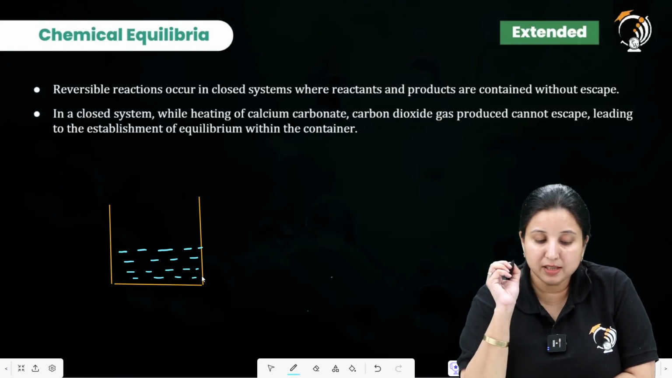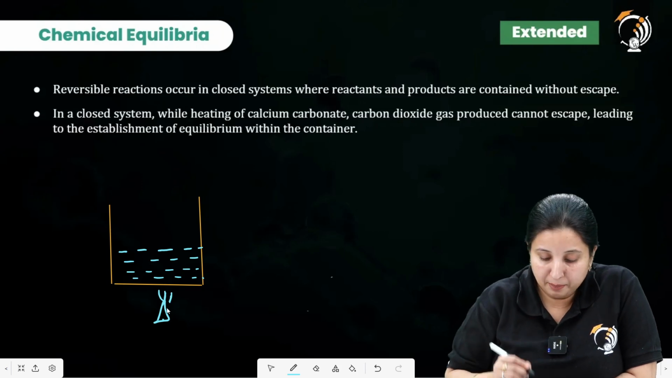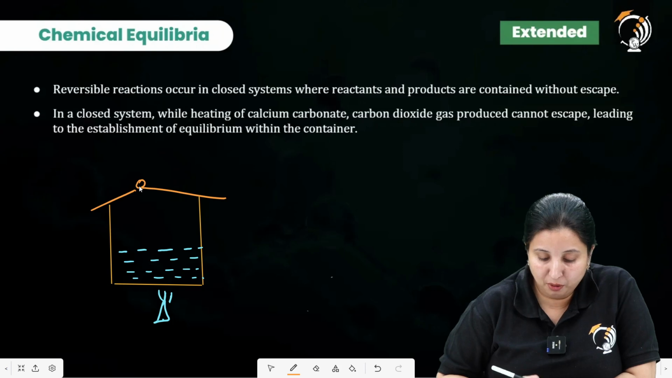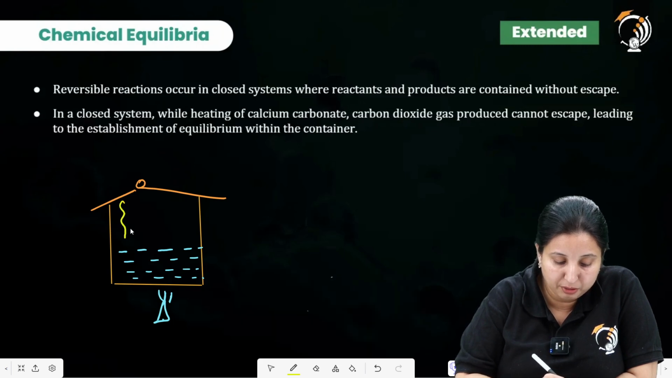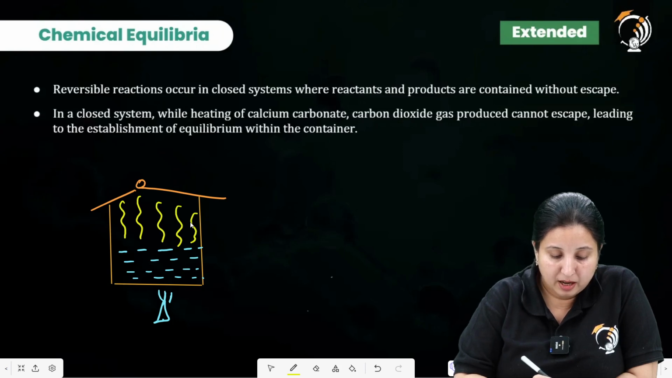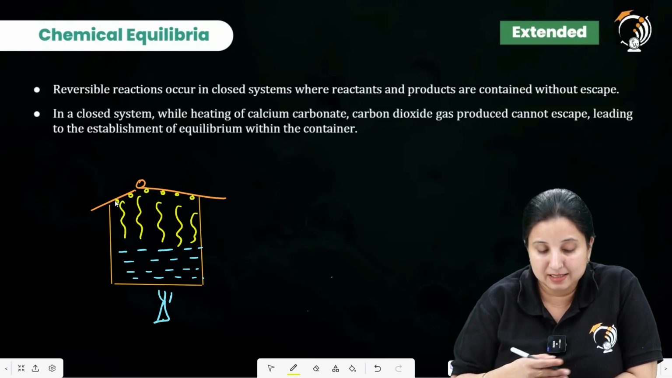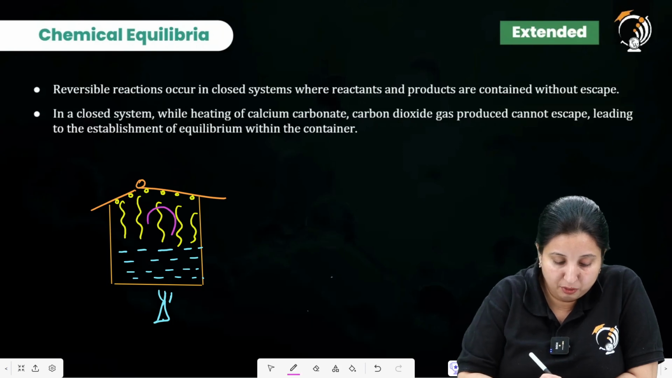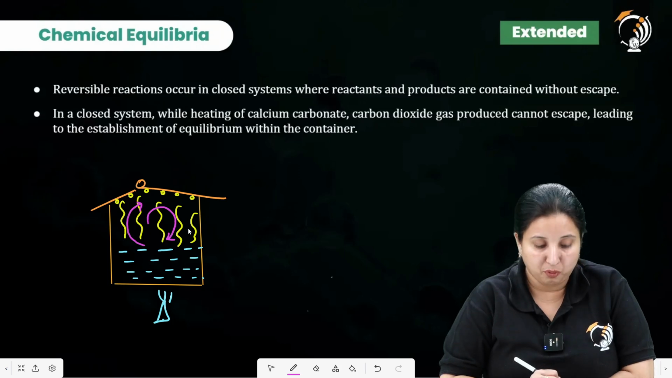Now this container is an open container. So what is going to happen if we heat it? On heating, the water is going to evaporate. But what we do, we just place a cap on it. We just put a lid on it. Now when you heat it, the water is going to convert into vapors, and it is going to come and touch the surface of the lid, where it again condenses, changing to a water state. So basically the water is converting into vapor, and vapor is converting into water on heating.